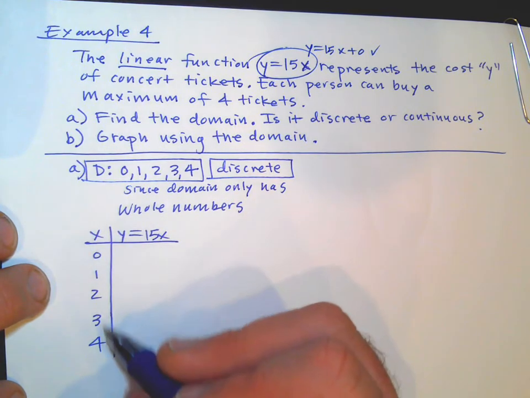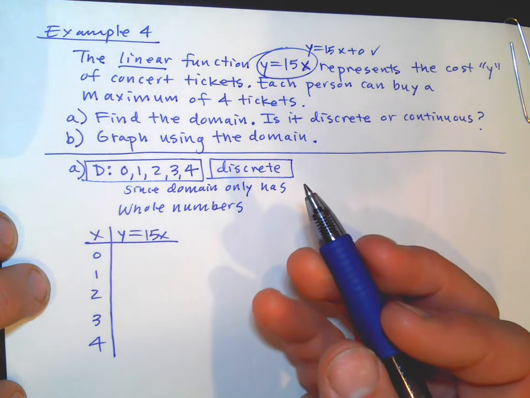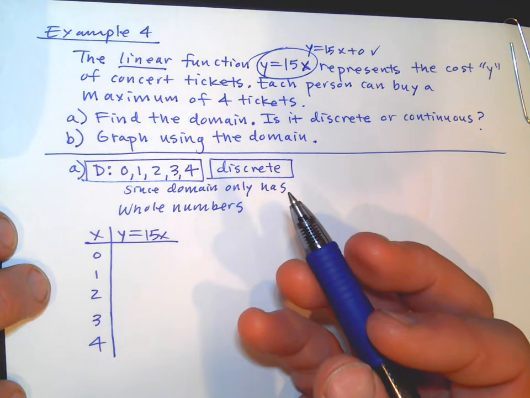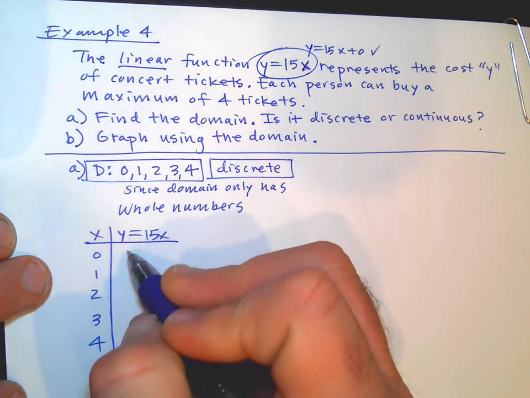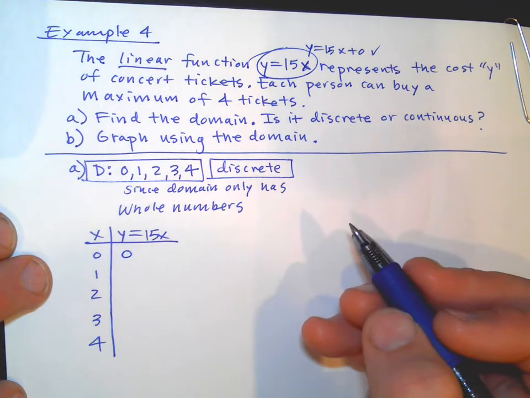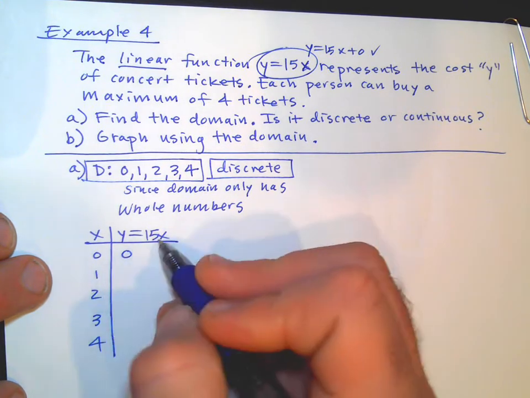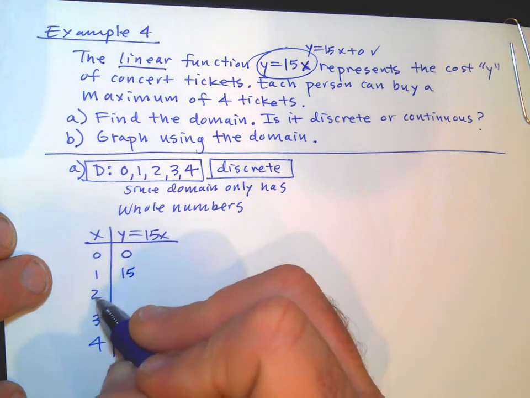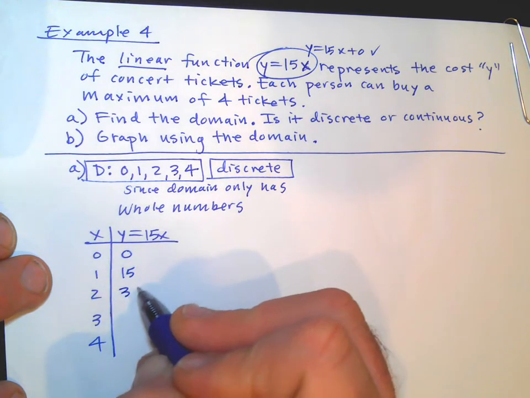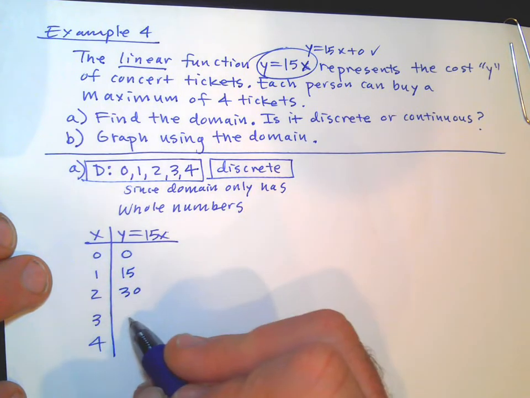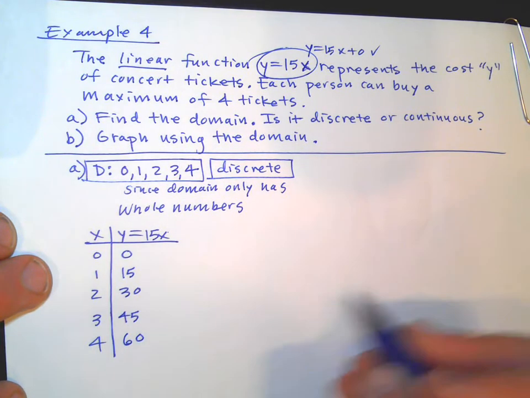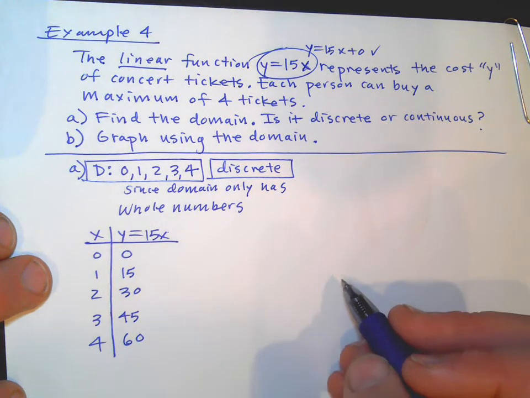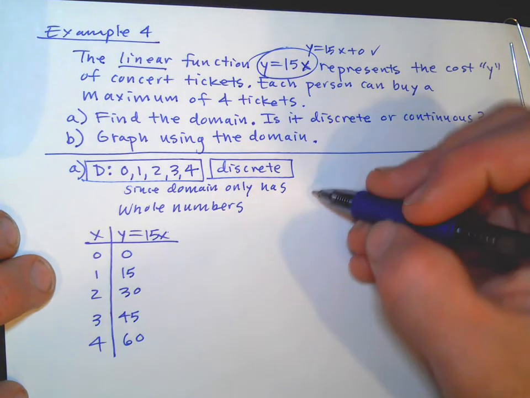Maximum 4 tickets. You buy 3, 2, 1, 0. You can't buy negative tickets. You can't owe any tickets. So if I plug 0 in here, 15 times 0 is 0. If I buy 0 tickets, my cost is 0. If I buy 1 ticket, my cost is 15. If I buy 2 tickets, my cost is 30. If I buy 3 tickets, my cost is 45. If I buy 4 tickets, my cost is 60. So now we can use that to graph.